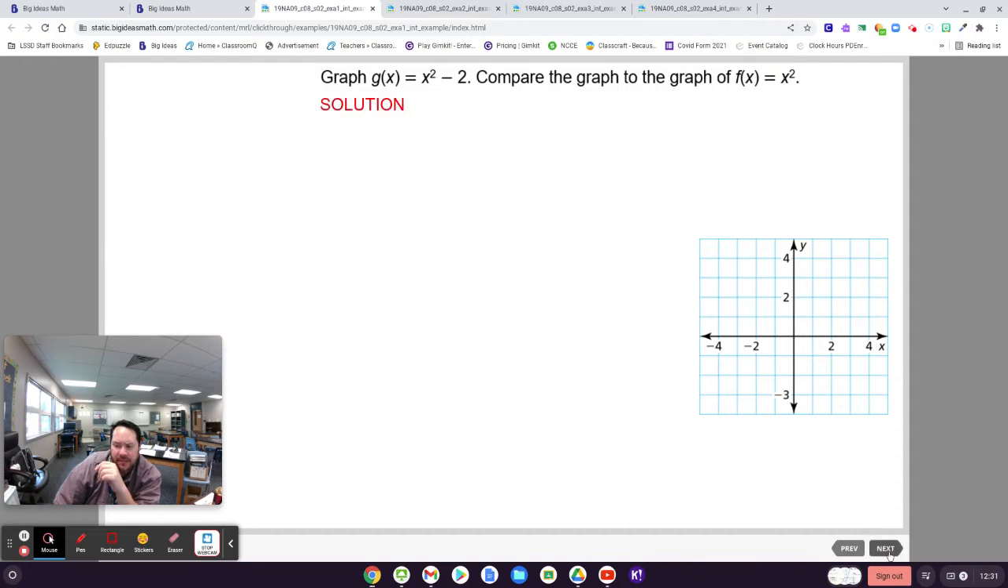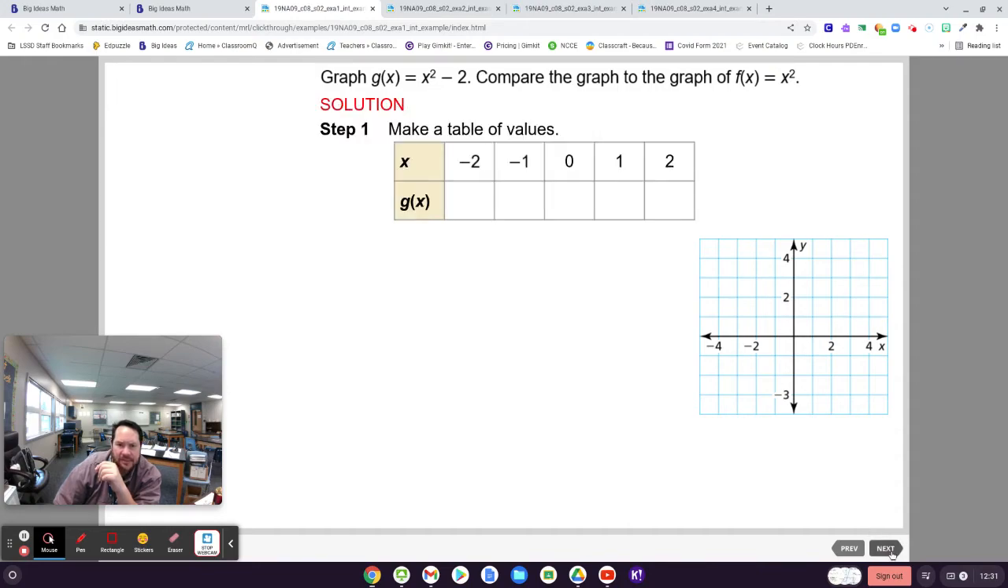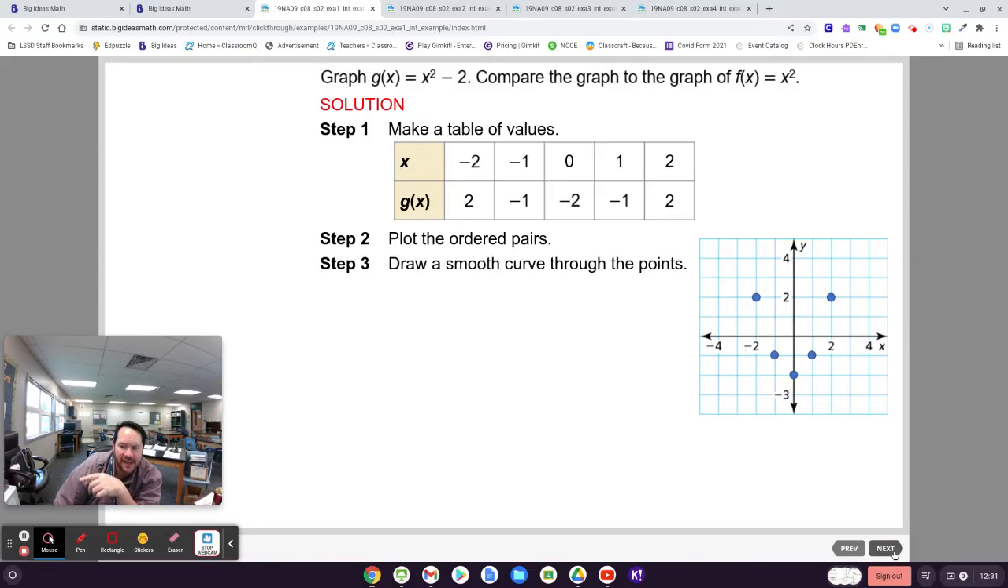Now you can figure that out by making a table. So you plug in -2, -2 squared is 4, minus 2 is 2, and so on. Plug in -1, you get -1. Plug in 0, you get -2, and you will get those dots, which you're going to connect with a nice smooth line. Nice and smooth, there it is.